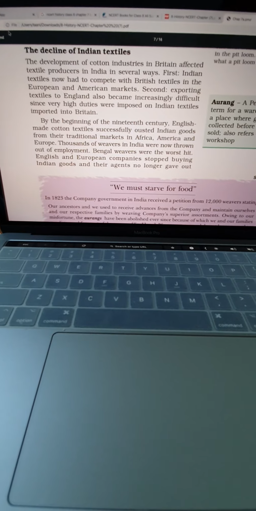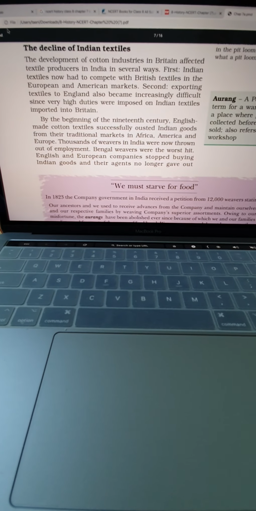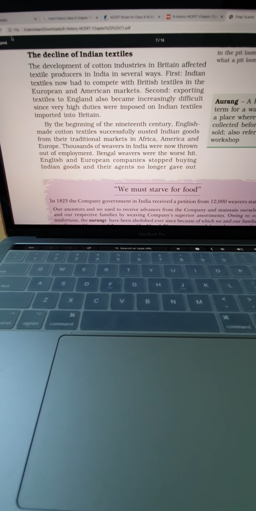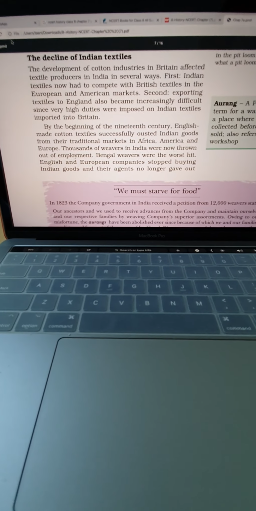Hello, boys. I'm telling about the remaining part of the lesson: weavers, iron smelters, and factory owners. So, here we'll start the decline of Indian textile.